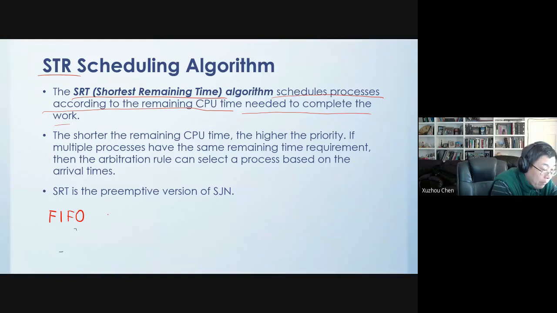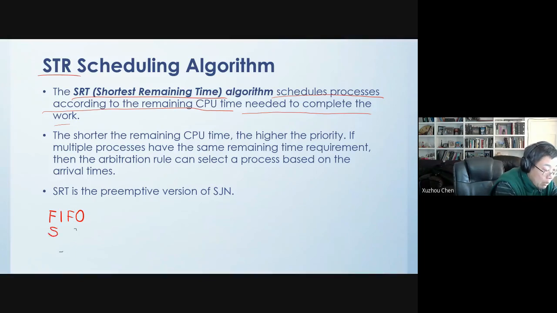And then we find out FIFO has some kind of problem, because if a process with a very long CPU burst arrives first, and then a process with a very short CPU burst arrives next, the short process has to wait for the long process to finish. This is called some kind of inefficiency. So FIFO is the simplest algorithm, but it's not the most efficient one.